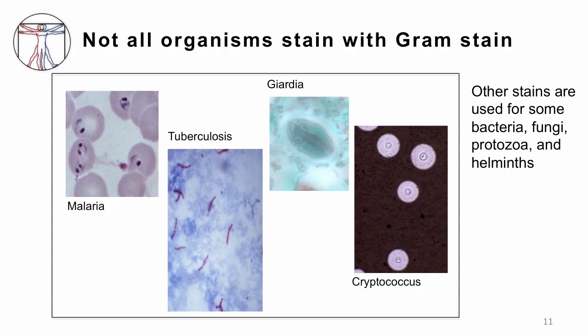So the gram stain is helpful for certain bacteria, but it doesn't help with everything. For certain organisms, like some of these that you've probably heard of, like malaria, gram stain is not helpful. Tuberculosis doesn't get picked up by a gram stain. Giardia, which is a protozoa, does not. Cryptococcus, which is a fungus, isn't easily identified by gram stain either. So you need to have other stains in your arsenal, and we're not going to go into a lot of that detail, but there are a number of other stains out there that help you identify some of these other pathogens, like Giemsa stains and acid fast stains, etc.